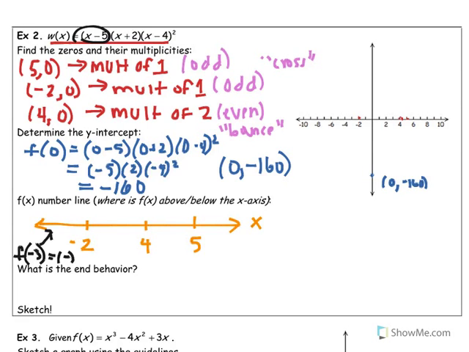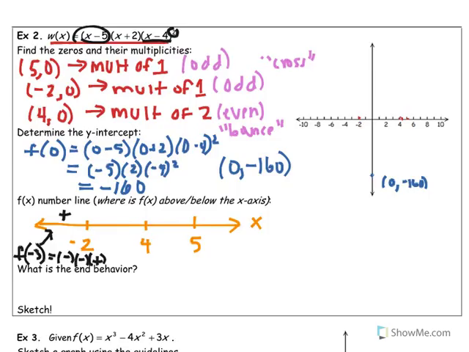Negative 3 plus 2, that's still going to get me a negative number, right? And then negative 3 minus 4, that'll be negative, but I'm actually going to square it. So this is actually going to be a positive number. So in this region from negative infinity to negative 2, I'm going to have a negative times a positive, which gives me a positive answer.